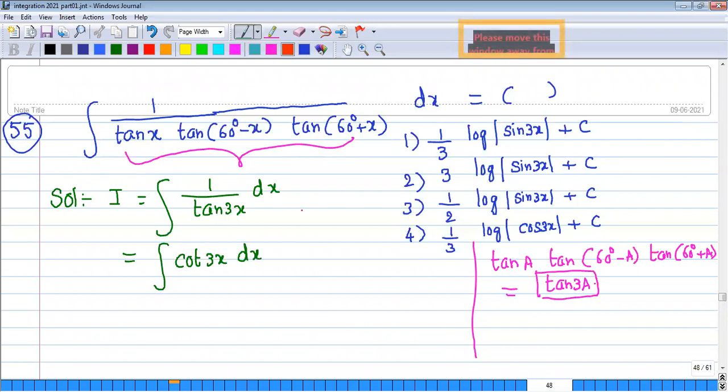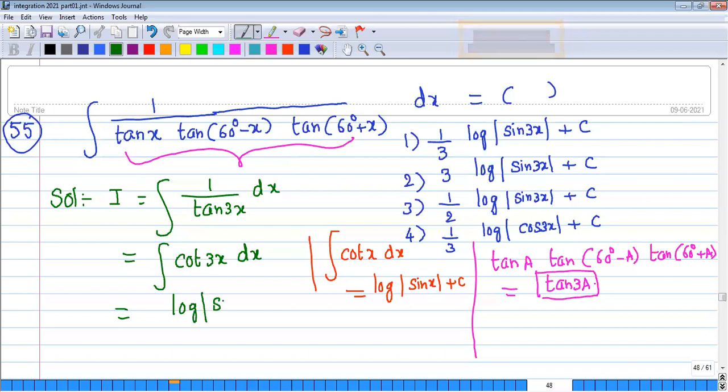So we have the formula for integral cot x dx. Integral cot x dx is very simple. Cos x by sin x, you can write f dash x by f of x. So log f of x, here log mod sin x plus c. So using this concept, we can write this is log mod sin 3x. But the differentiation of 3x is 3, so 1 upon 3.